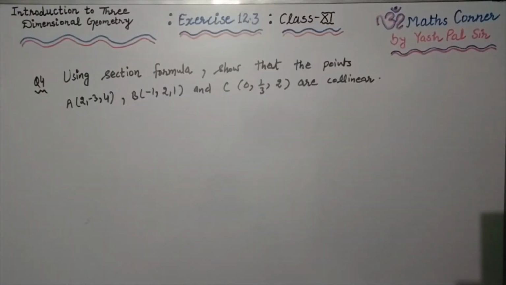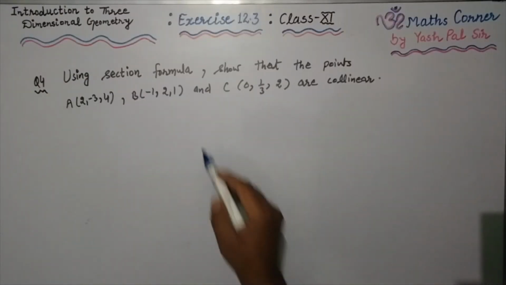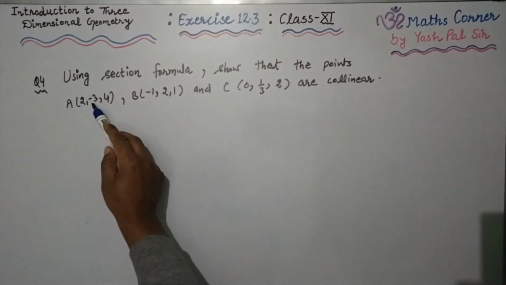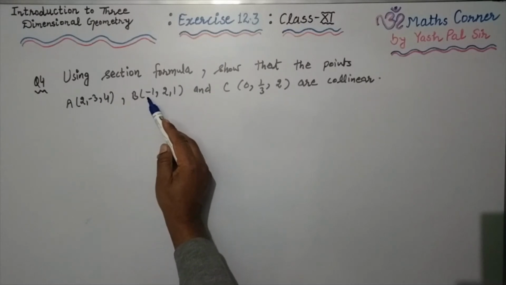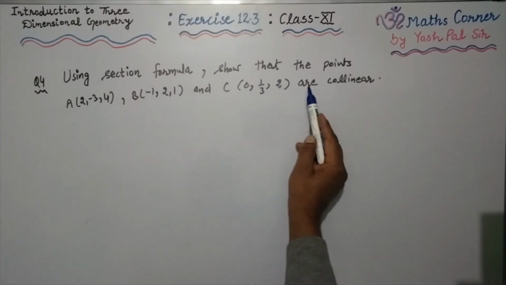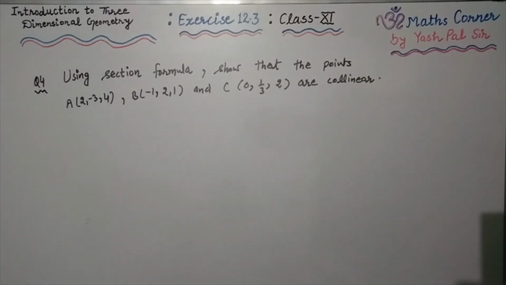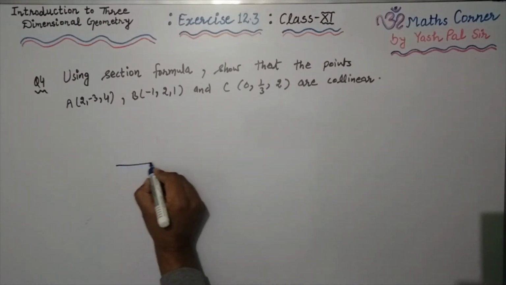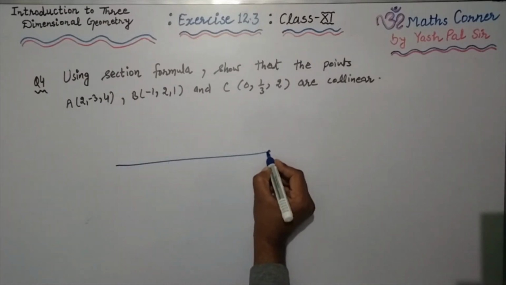Now next question. Question number 4. Using section formula, show that the points A (2, -3, 4), B (-1, 2, 1) and C (0, 1/3, 2) are collinear. Let us say these 3 points are collinear. How to prove? Using section formula.